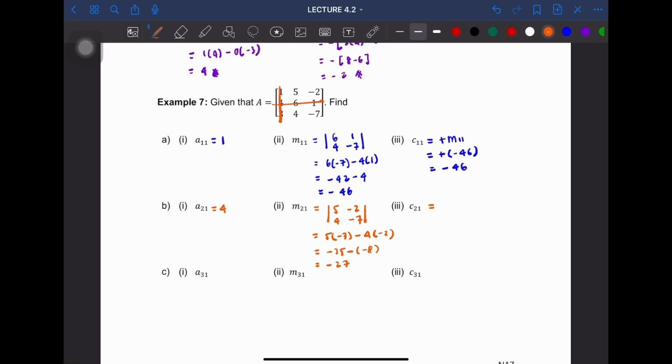And then for the cofactor to 1, 2 plus 1 is odd number, so it will give you negative minor. So negative m to 1, and your minor is negative 27. That's how you get 27 as your cofactor.